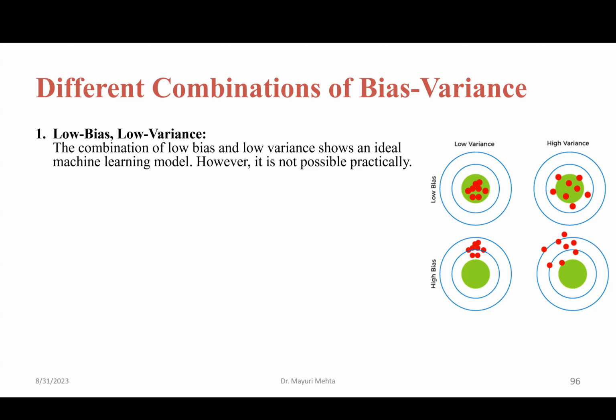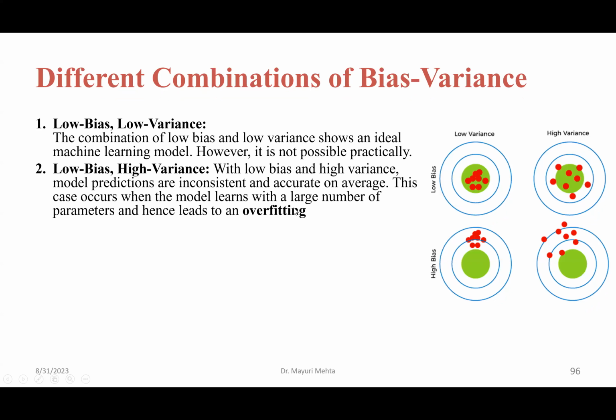Okay. Low bias, high variance. High variance means overfitting has come in. High bias means underfitting has come in. So that is a problem. So low bias, high variance: with a low bias and high variance model, predictions are inconsistent and accurate on average. And this occurs when the model learns with a large number of parameters and it leads to overfitting.